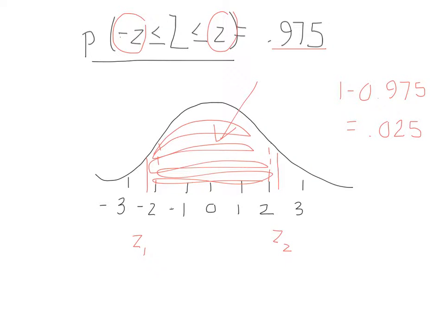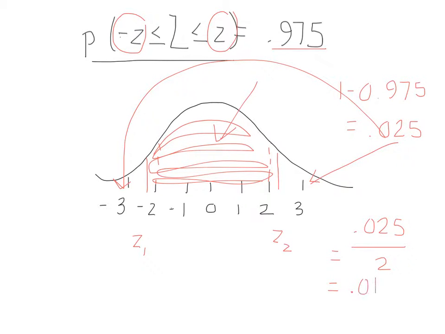That 0.025 has to be split up into both of these tails, and since this is a symmetric distribution, it's going to be split up evenly. So to figure out what's in each tail, I need to take 0.025 and divide it by 2, and I get 0.0125. So that must mean that in this tail here, our area is 0.0125, and in this tail here, our area is 0.0125.